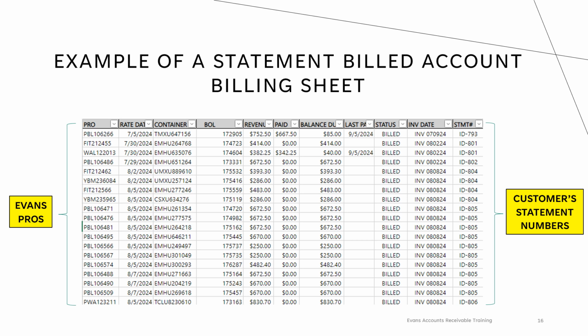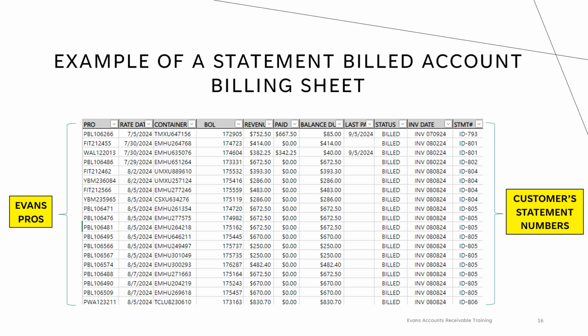We have been provided the date that the customer was billed, which you can see is different from the rate date, because the rate date is when the agent closed it in the agent portal, but our invoice date is when our billing department invoiced our customer. And then in the last column, we can see a statement number. So we can see in a lot of these statement numbers, multiple pros are being invoiced to our customer.